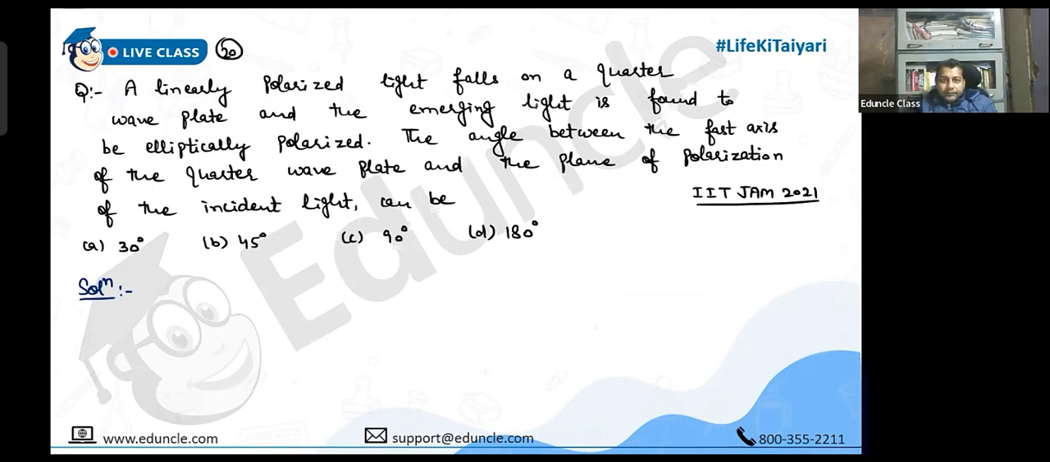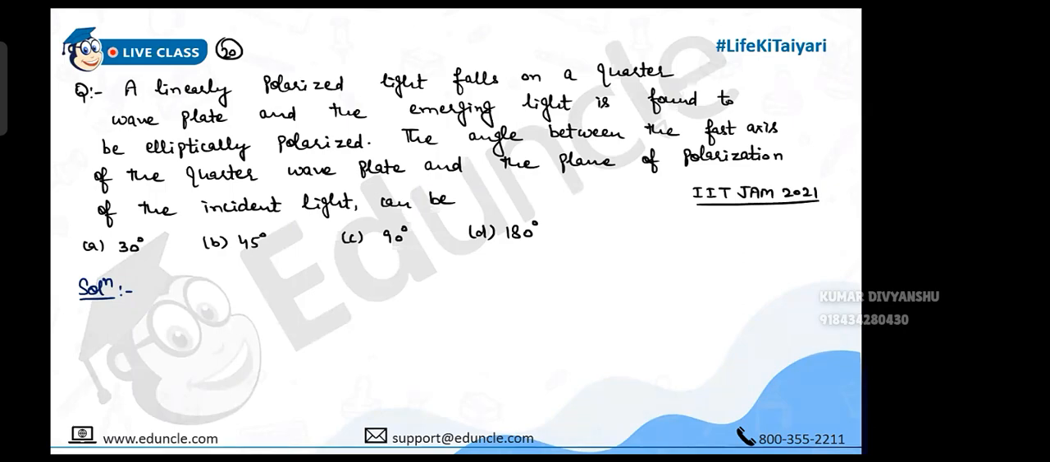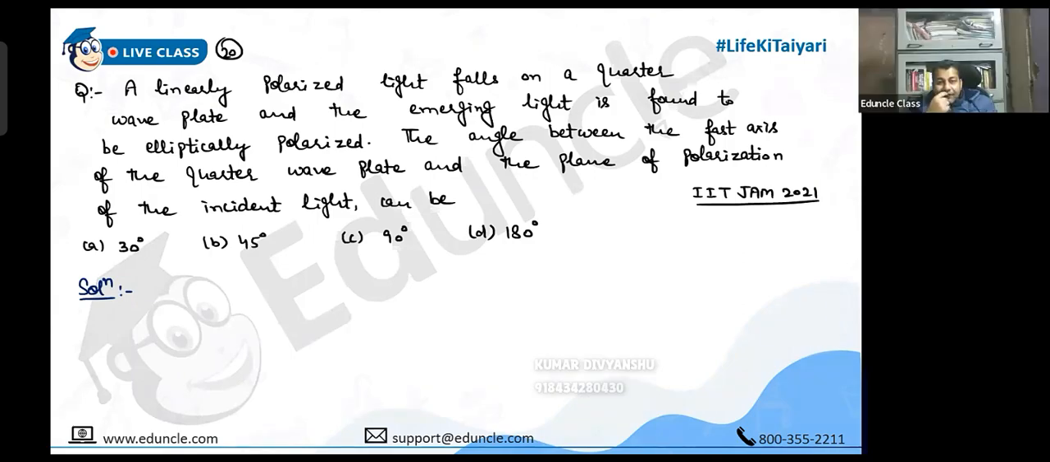Yes, Rita, Durga, very good. How much phase difference is generated by a quarter wave plate? Lambda by 4. Phase difference is pi by 2. Then what should be the angle between the fast axis and the quarter wave plate?